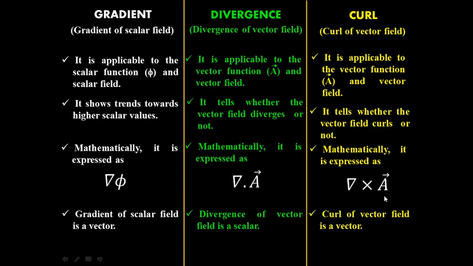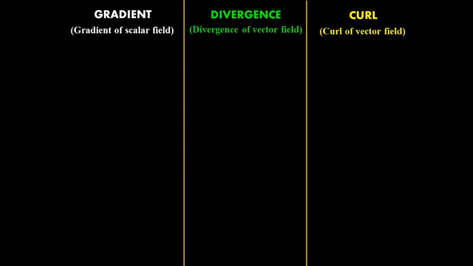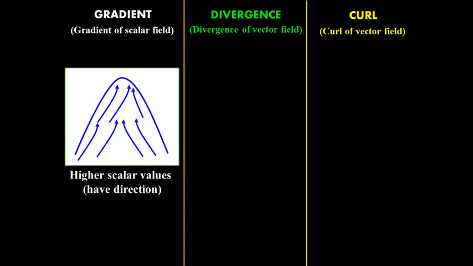So these are the distinction points of gradient, divergence and curl. Now we will understand it by pictorial diagram. Suppose this is the pictorial diagram of gradient. Higher scalar values have direction. Suppose the scalar values are in a step-up format and move from low to higher values, so it has a particular direction. That's why the gradient of a scalar field is a vector.